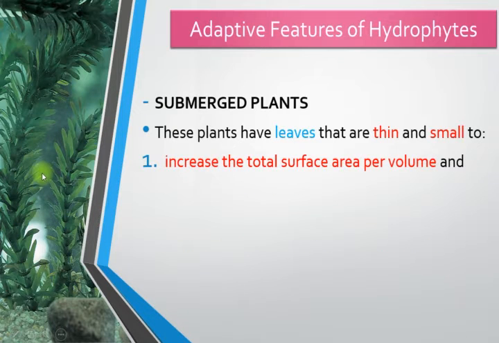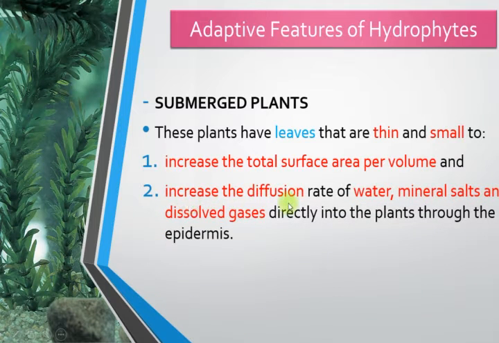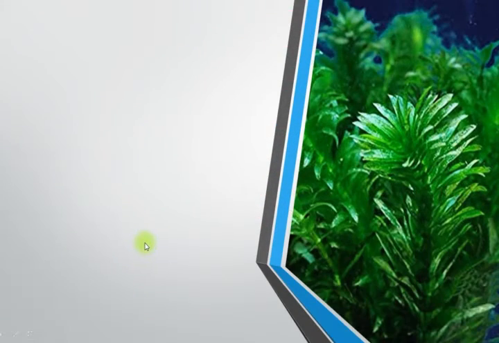Okay, for what? To increase the total surface area per volume for gas exchange, and also increase the diffusion rate of water, mineral salts, and dissolved gases directly into the plants through the epidermis. Alright, so that is the characteristic of the leaf of the plant, which is thin and small.